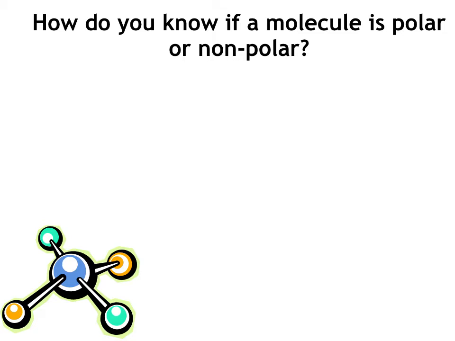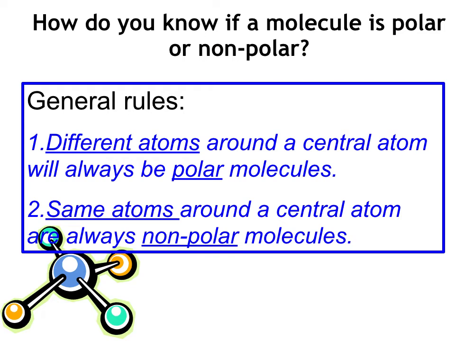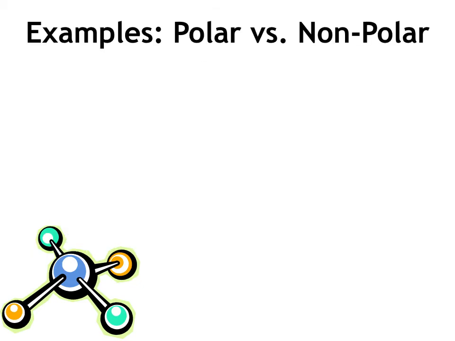Well, to know specifically, you can look at the electronegativity differences between the atoms. But that's not such a practical way to quickly be able to tell if a molecule is going to be polar or nonpolar. So there are some quick general rules that you can use. The first is that if you have different atoms around a central atom, that will always create a polar molecule. The second is that if you have the same atoms around a central atom, that will always be a nonpolar molecule. So let's look at some examples.